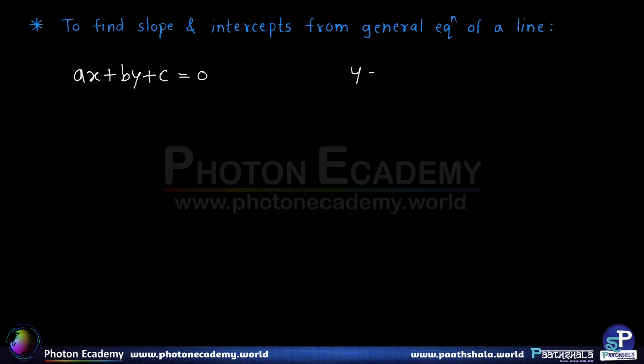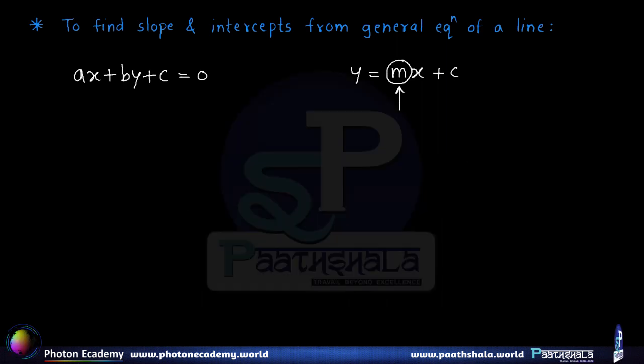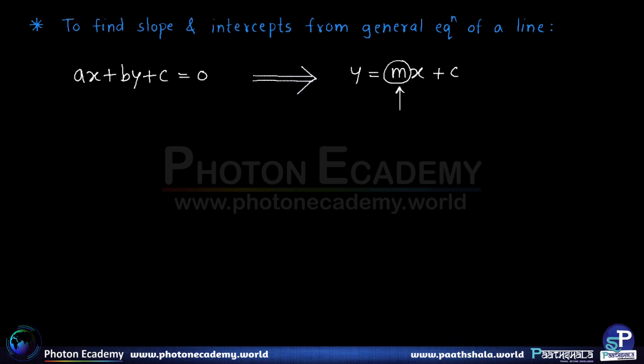Now for the slope, if you remember, we have something called the slope intercept form, that is y is equal to mx plus c, right? In this form, whatever is the coefficient of x, which is m, that represents the slope. So if we could convert the general form into the slope intercept form, then whatever we get as the coefficient of x will automatically become the slope of the line, correct? So let us start by converting the general form into the required form.